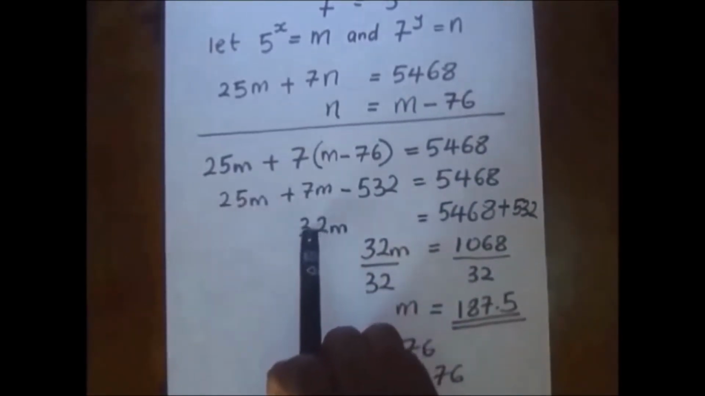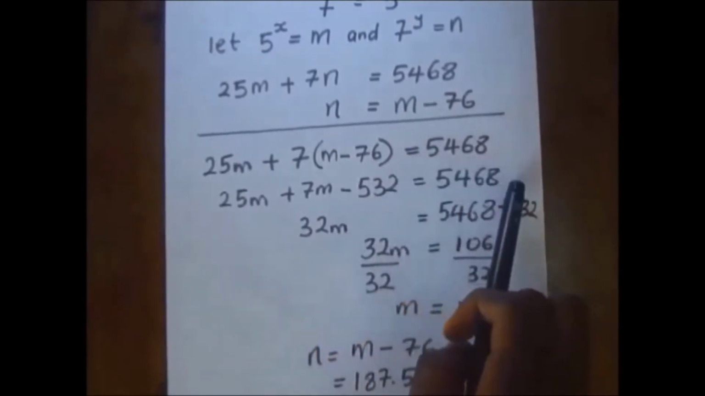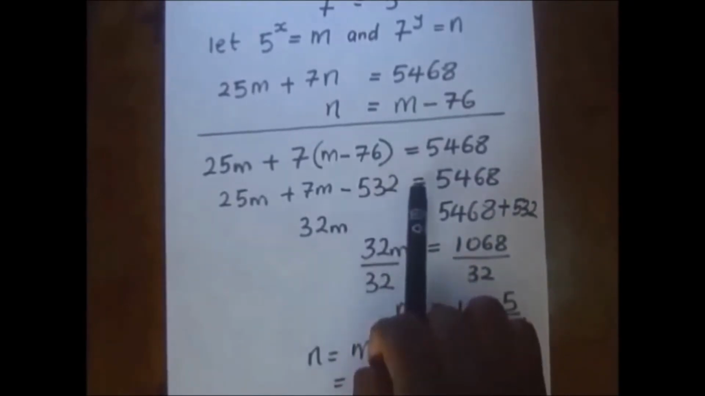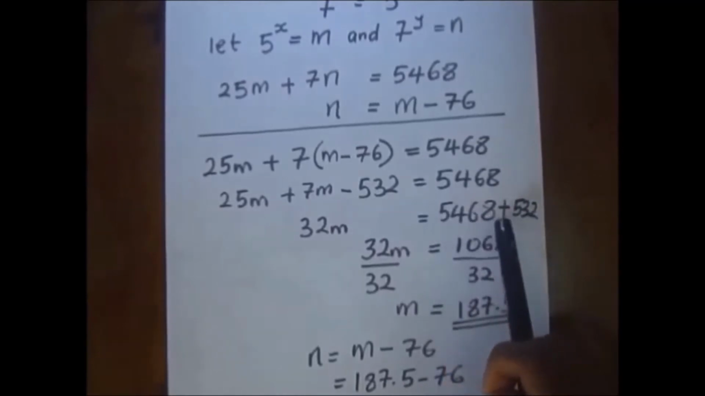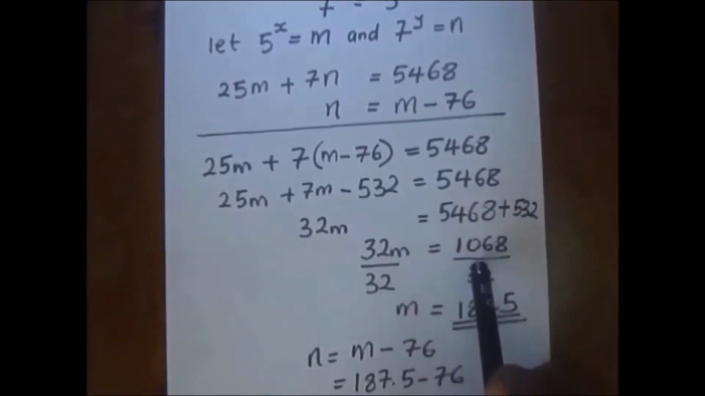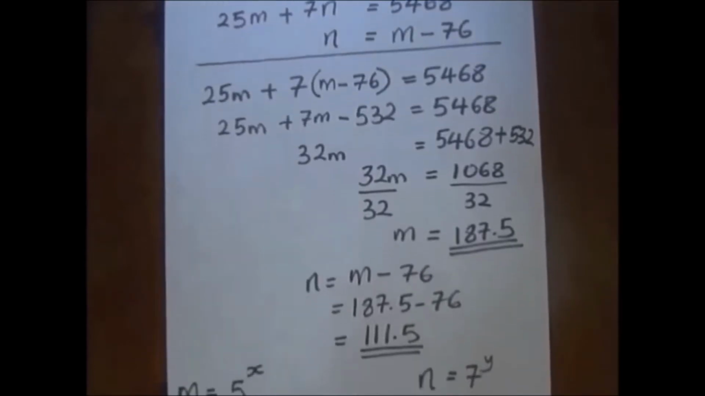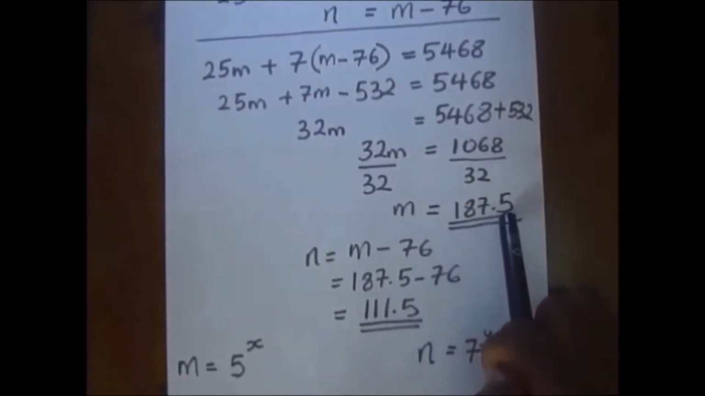25m plus 7m gives us 32m, and then this crosses the equal sign and goes that way. Here it was a negative; when it crosses the equal sign to come to this side, it becomes a positive. So we have 5468 plus 532. We end up with 32m giving us 6000. Then when we divide both sides by 32, we get our value of m as 187.5.